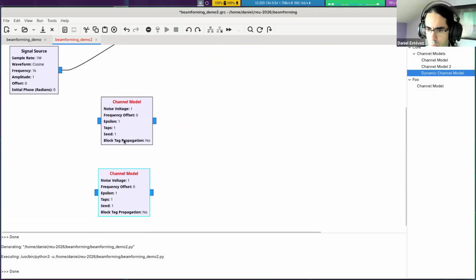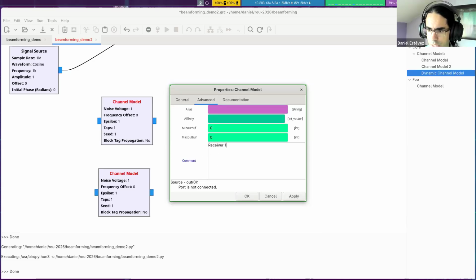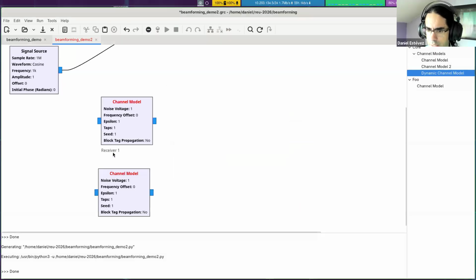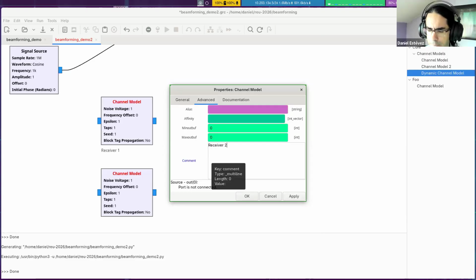And this is receiver number 1. I don't think I've showed this yet. If you go to advanced, there is a field which says comment, and you can type anything in here, any text, and it will show in here. So it's a good way to document why there is a block in the flow graph, what it is doing, or how the parameters need to be set, or whatever you find useful.